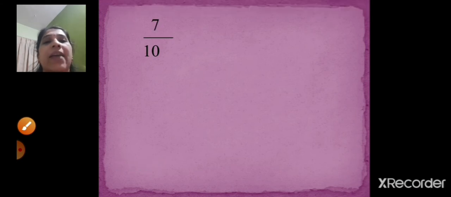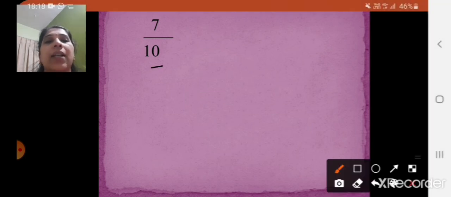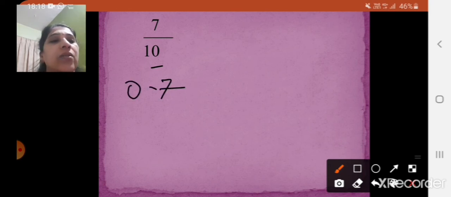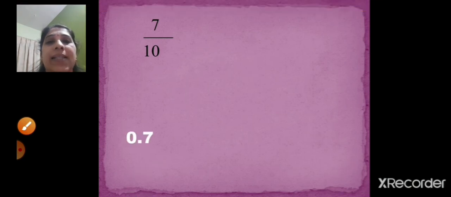Now 7 upon 10, right? Now this is a proper fraction. So 1 zero is there in the denominator. So you will directly write it as 0.7, right? So your answer will be 0.7.